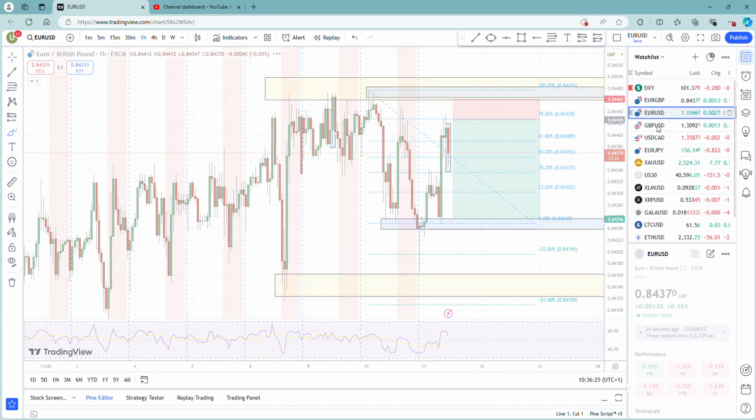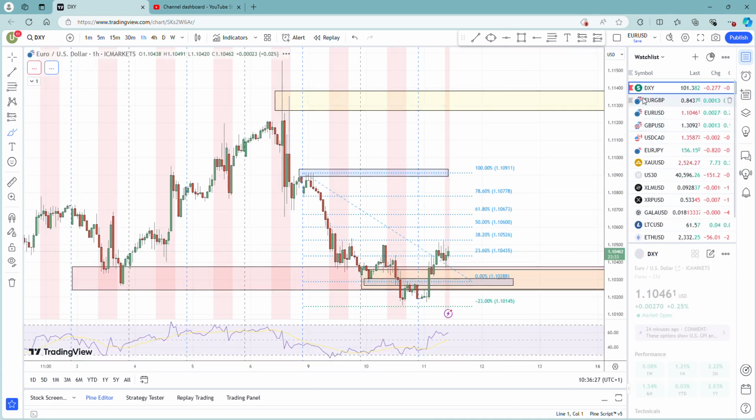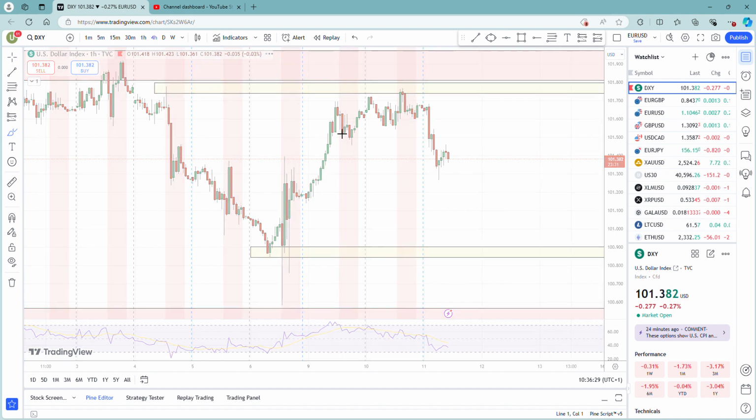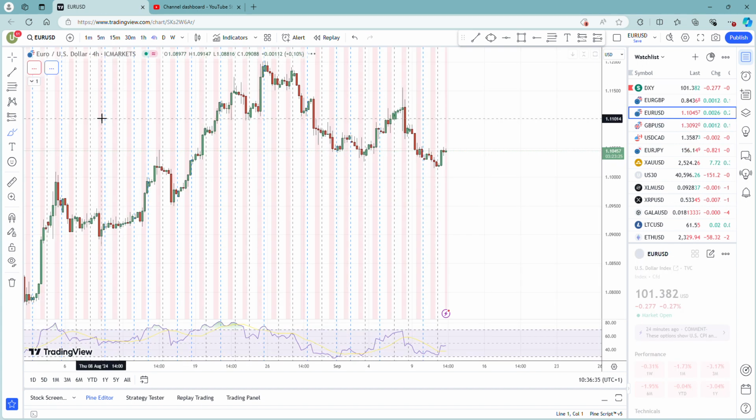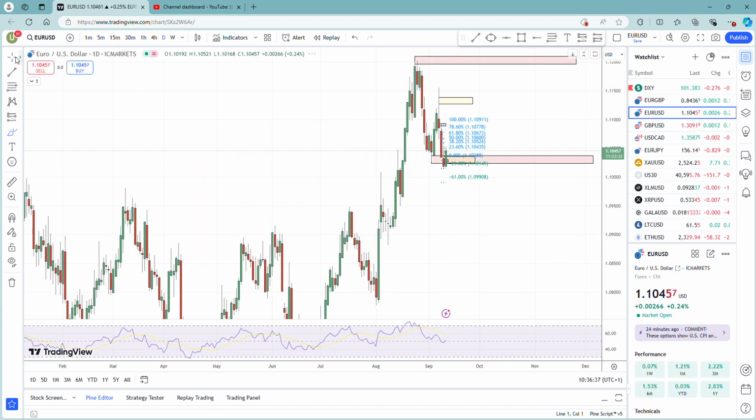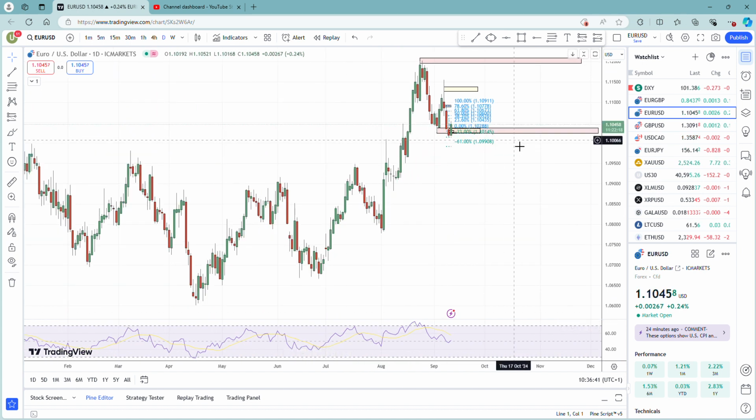Let's look at Euro USD. Remember guys, I said on the DXY we're expecting price to go down, which means on the USD we're expecting price to go up. If we look at the daily time frame, the daily made a support. Price is at a daily support, sorry.